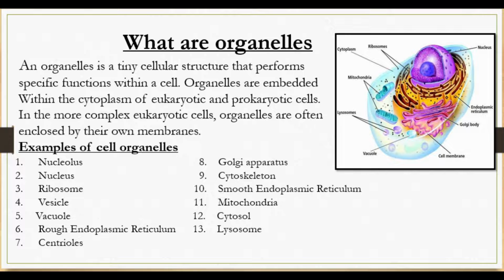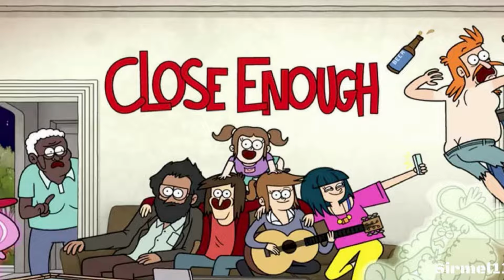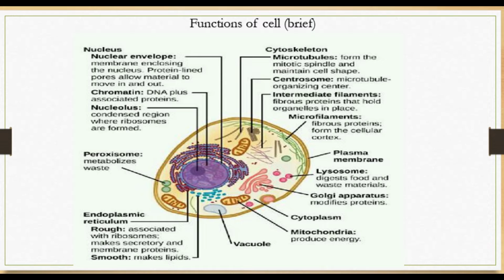I have given you some examples of cell organelles. Like the first one is nucleolus, then the nucleus, ribosome, vesicle, vacuole, rough endoplasmic reticulum, centrioles, Golgi apparatus, cytoskeleton, smooth endoplasmic reticulum, mitochondria, cytosol, and lysosome. I have provided 13 cell organelles, and they are enough for you. So let's discuss. The first one is the nucleus.